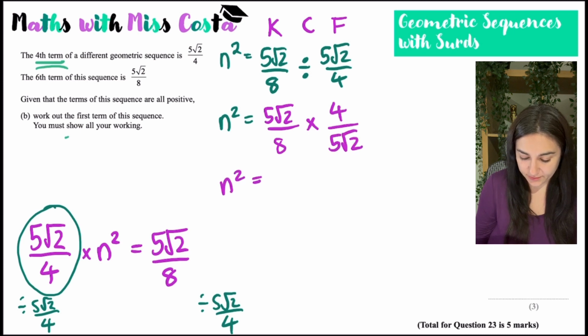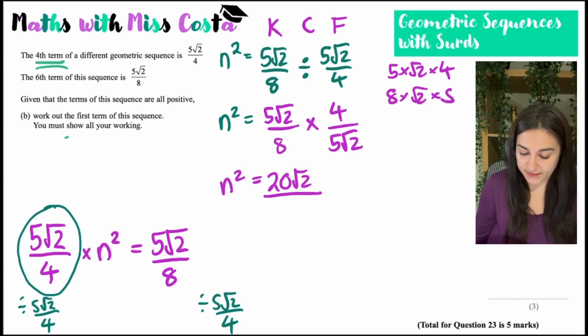So n squared would be, remember when you're multiplying surds, what does this mean? That means 5 times root 2 times by 4. So just multiply the numbers, that would be 20 root 2. And then the same for the next part, 8 times root 2 times by 5. So 8 times 5 is 40, and you're left with root 2.